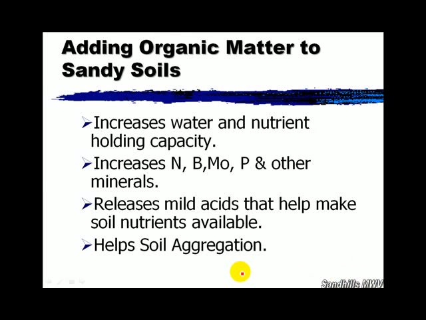So we've got a sandy soil on our golf course. We often do. What can we do to help it? If we add organic matter to that, which we often do, peat moss in the greens, almost all the USGA greens, most any greens built anywhere have peat moss in them, we're going to increase the water holding capacity, increase the nutrient holding capacity, release some mild acids that can help make nutrients available, and also help make soil aggregation. So four big pluses for adding organic matter to sandy soils.